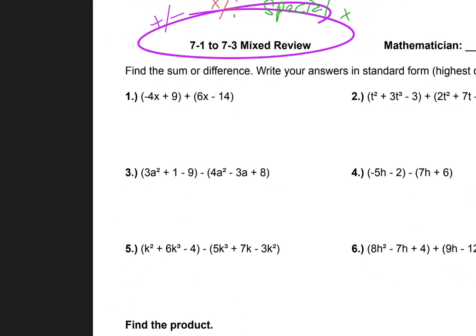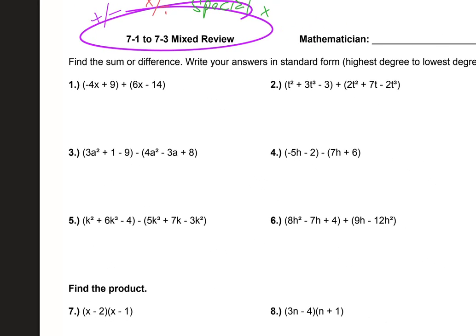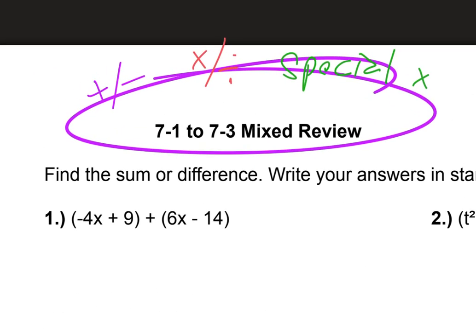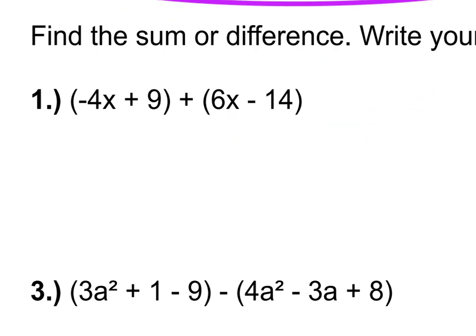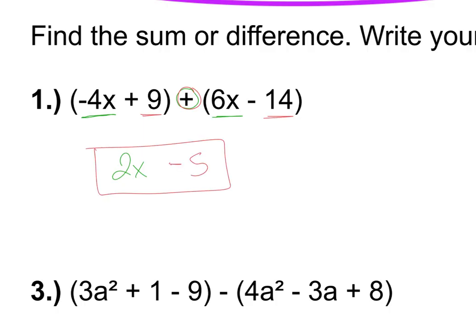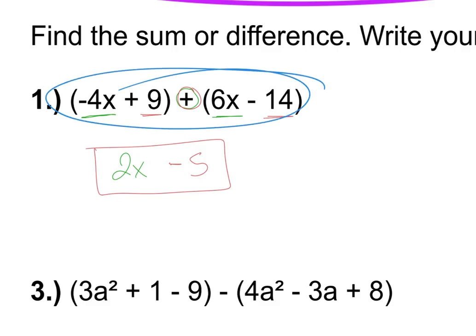So for number 1, 2, 3, 4, 5, and 6, that is the add and subtraction, right? So basically all we're going to do is go, hey, look, here's negative 4x. We're going to be adding 6x, so that's 2x. Here's 9. We're going to be adding negative 14. That's negative 5. And it's in standard form, and we're done. Now, if you want to rearrange this, be my guest. But I think most of you are pretty capable of doing what I just did.